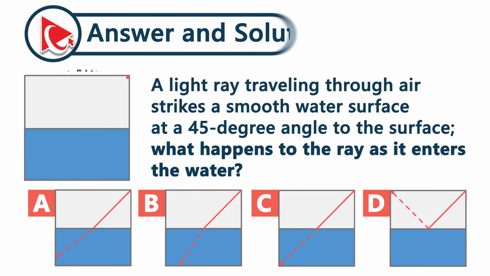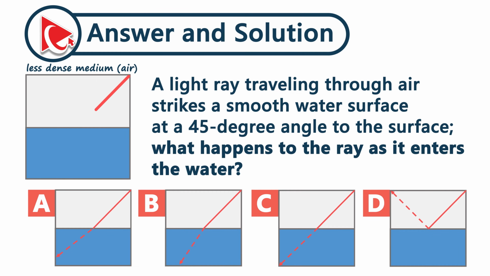When a light ray moves from a less dense medium, which is air, to a denser medium, which is water, its speed decreases, causing it to bend toward the normal, an imaginary line perpendicular to the surface at the point of contact. And the correct answer here is choice B.